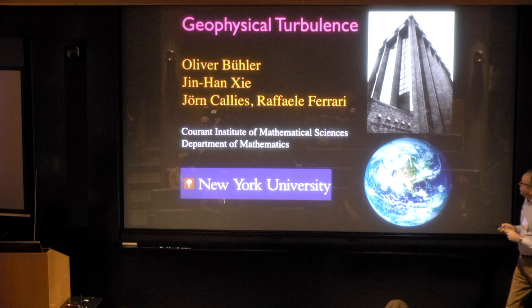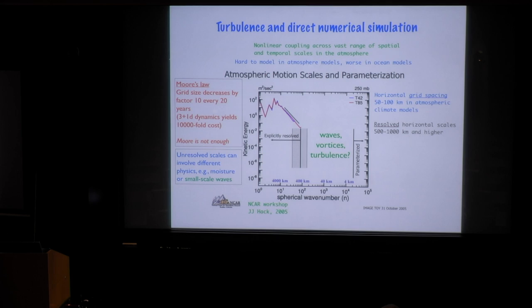So to start with, it's always good to show some spectrum. This is a spectral depiction of horizontal scales, so wave numbers, in the atmosphere. I think this is taken at 10 kilometers altitude, roughly, and it's the kinetic energy. What we see here is the numerical resolution at the time this slide was produced, which was in 2005. Basically, we were resolving down to scales of a few hundred kilometers and above, and everything below that was parametrized and wasn't represented in the models at all.